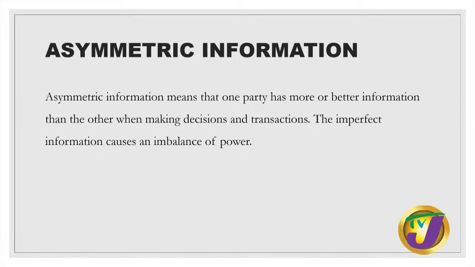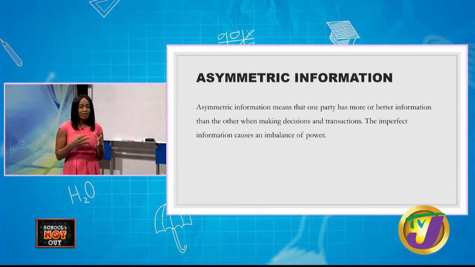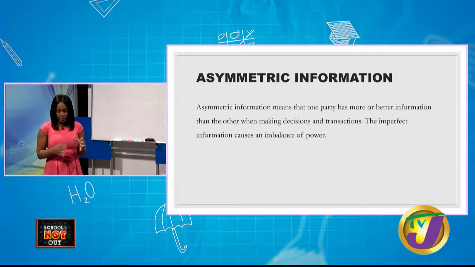Now, to understand how asymmetric information would cause market failure, we have to look at what it means. So asymmetric information looks at where one party has more or better information than the other. It's like you're about to go somewhere with your friend, but you know the way and your friend doesn't know the way, so it puts you at an advantage and puts your friend at a disadvantage if they're trying to figure out where we're going.